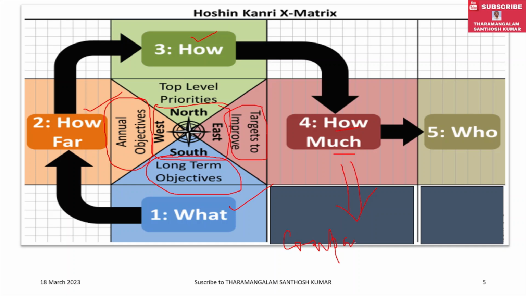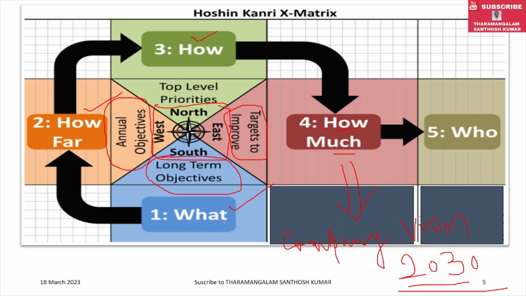Company vision, mission. Some companies say, by 2030 this is my vision. So for achieving that vision 2030, we have to do this five-step process by performing all these four X matrix quadrants. We will be able to achieve this company's vision.